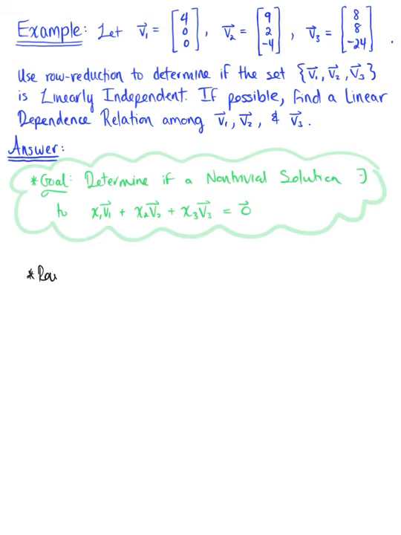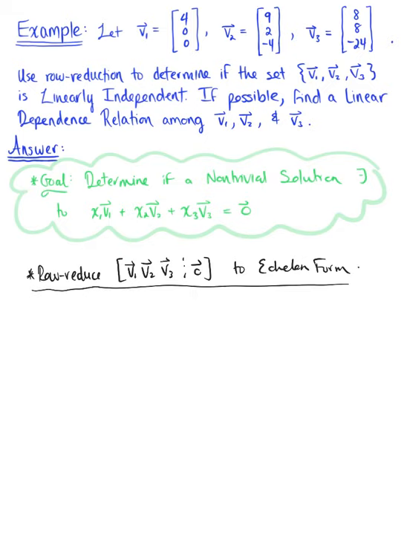So we want to row reduce the augmented matrix, whose matrix has column vectors defined by these three vectors, v sub 1, v sub 2, v sub 3. And we're going to row reduce this to echelon form to see what is going on. So here we go. We've got our first column vector, 4, 0, 0. Our second column vector is 9, 2, negative 4. And our third column vector is 8, 8, minus 24.